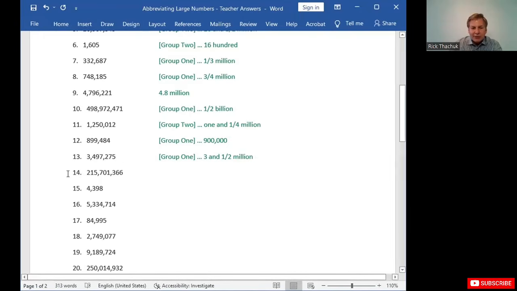Let's look at the next one here, 215,701,366. Well, it's not close to 215 million or 216 million. It's not really that close to a fraction of a large even number. So I think the best strategy here might be to change the units to millions and round to 1 decimal. I'll refer to that number then as 215.7 million.